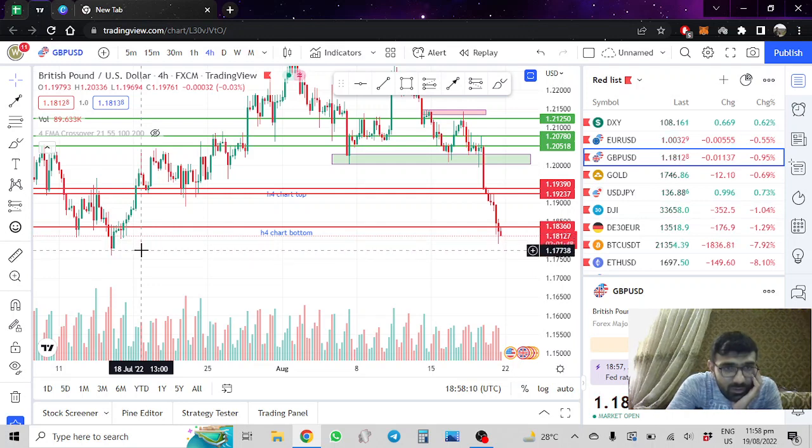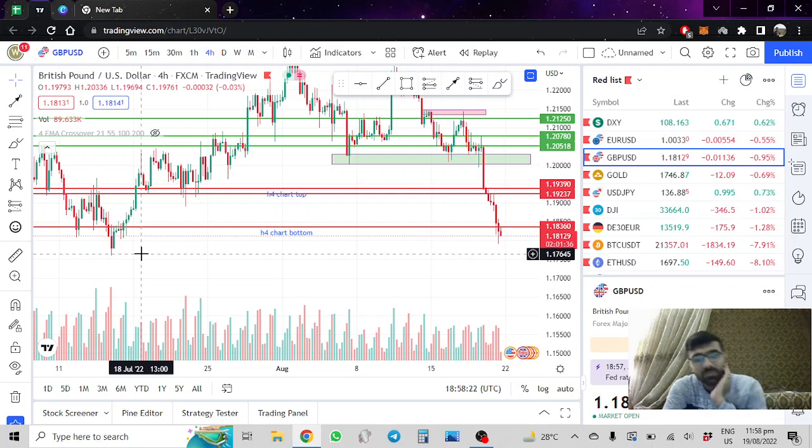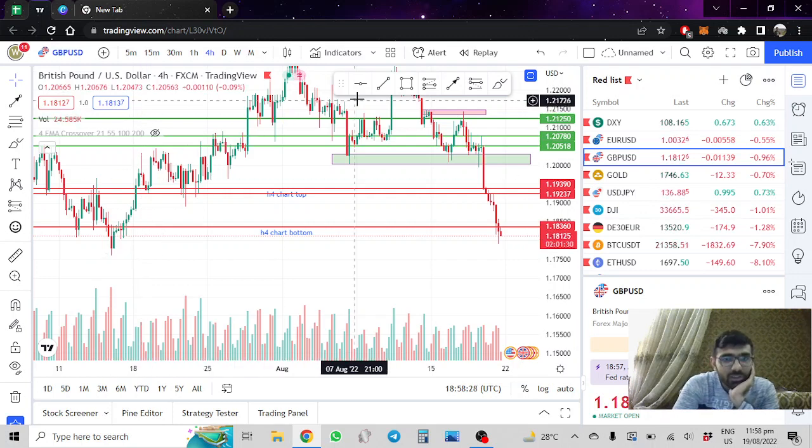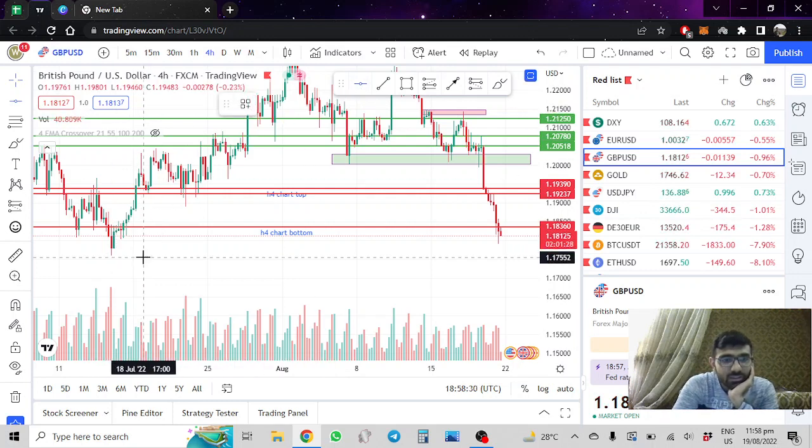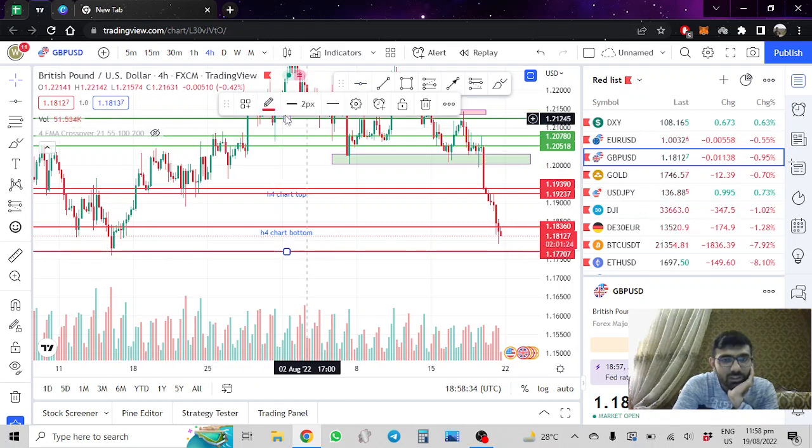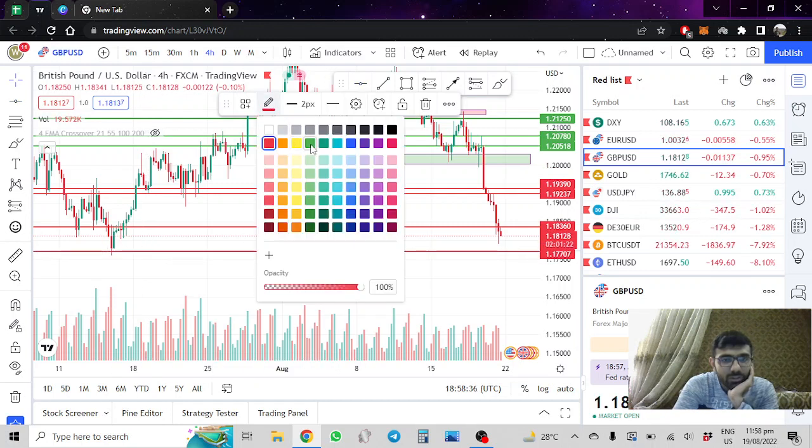Okay, so now this is the area that has to be broken in 4 hour to flip 4 hour into a perfect selling pair. Okay, so I'm gonna mark this area as the last area of support. So let's just see if this area is respected or not.